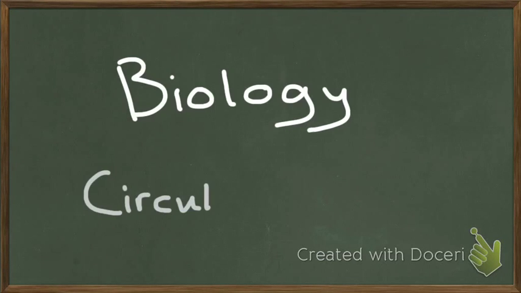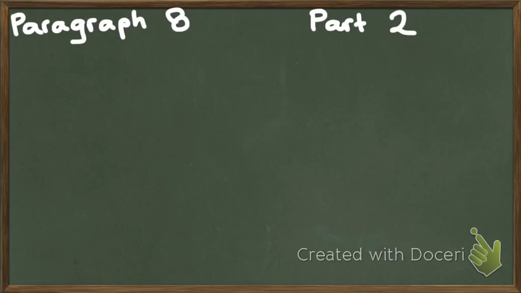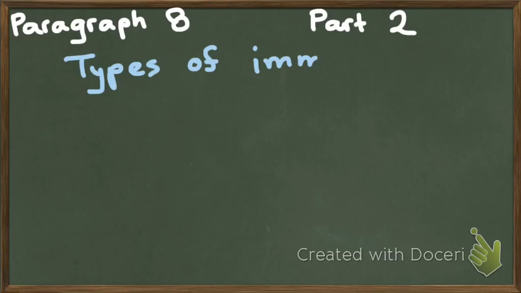Welcome to Biology, the chapter Circulation. Today we're going to do paragraph 8, part 2, which is hopefully a little more easy. We're talking about types of immunity.